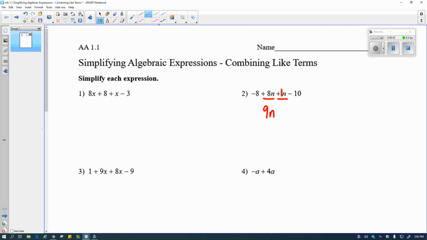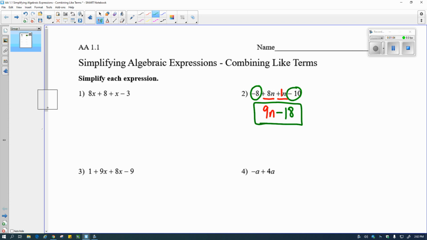I'll change the color, and then I'll do the other pieces, the regular numbers. So that's minus 8, minus 10. So I'm taking away 8 and I'm taking away 10. Together I'm taking away 18. And so my final answer is 9n minus 18.